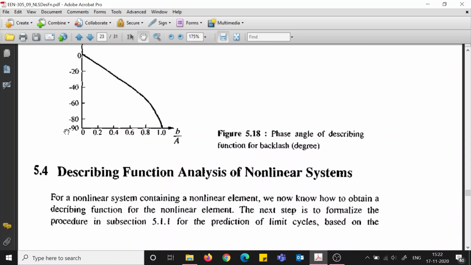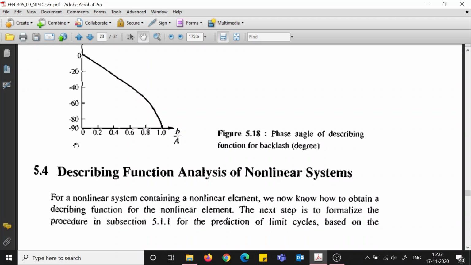Now after we obtain the describing function, what to do with it? We have obtained a describing function. Yes, with that we can approximately predict the output when we are exciting the system with a sinusoid. That is one thing. But the important qualitative feature that appears in the system is the limit cycle.